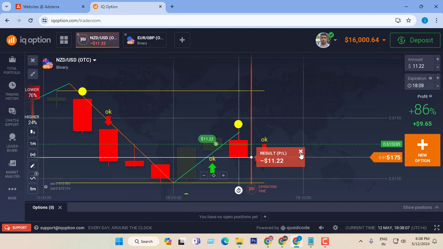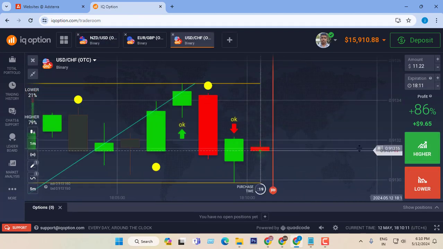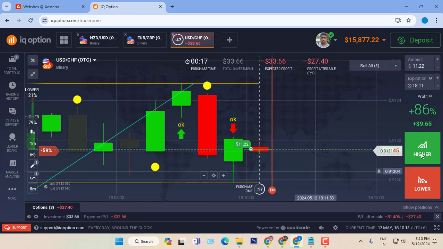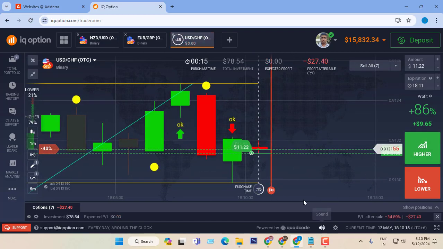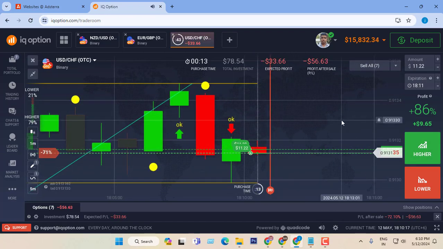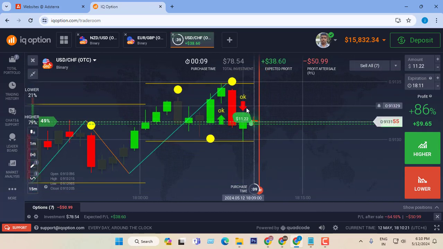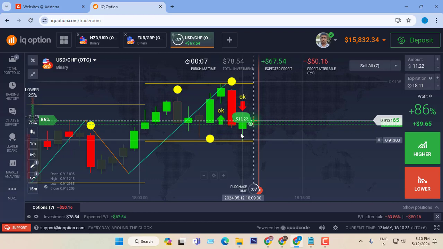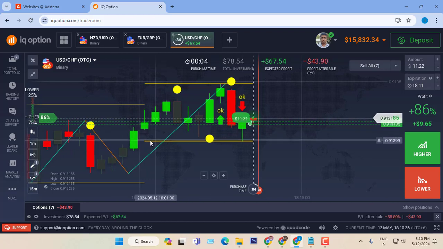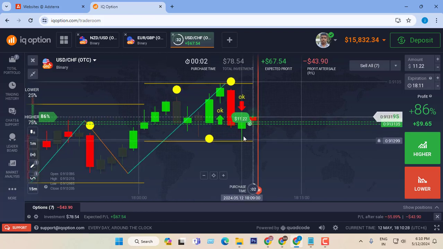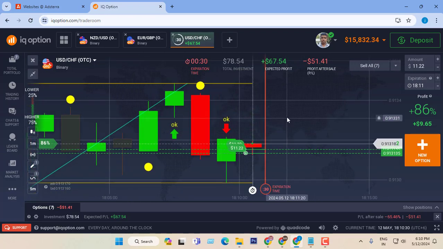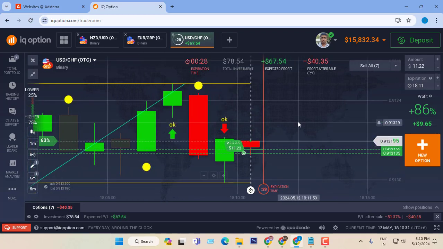So where is the... So here I have placed a high option because the market was showing down, but the market is going down, and here is a support level and market rejection at this point. That's why I have gone with buyers. So let's see the result.